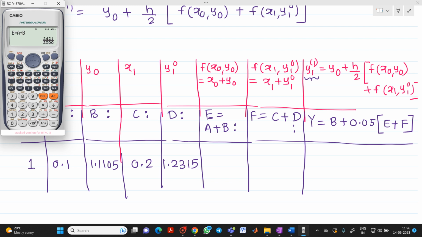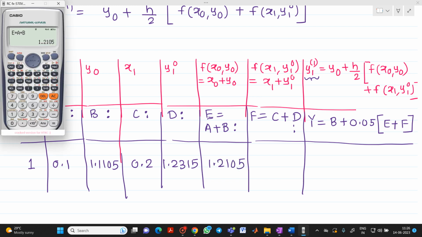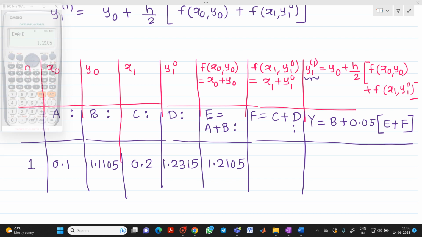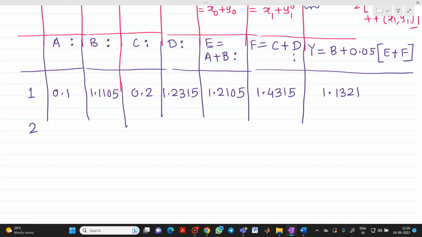Again it is going to show this value A, B, C and D. Now what is the value of E? E will be equal to 1.2105. So let me write it as 1.2105. What is the next value? So if you calculate, you will be able to get this answer as 1.4315. And here you will get answer of y as 1.1321.